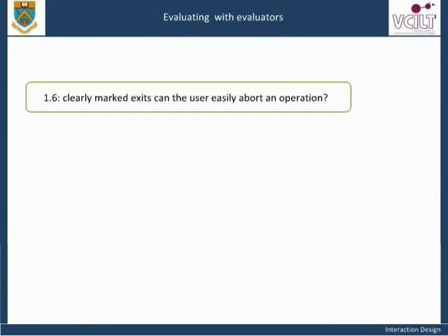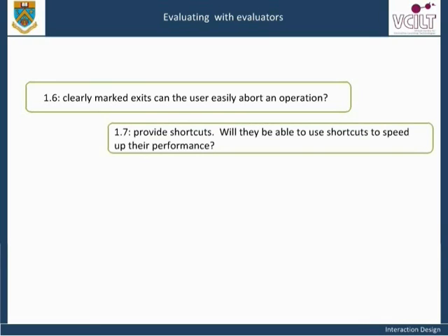1.6 Clearly marked exits. Can the user easily abort an operation? E.g. in wizards there should be some way of escaping from the sequence determined by the wizard, and it should be obvious how to do it. 1.7 Provide shortcuts. If the user becomes an expert, will they be able to use shortcuts to speed up their performance? E.g. providing keyboard-based shortcuts for menu items.